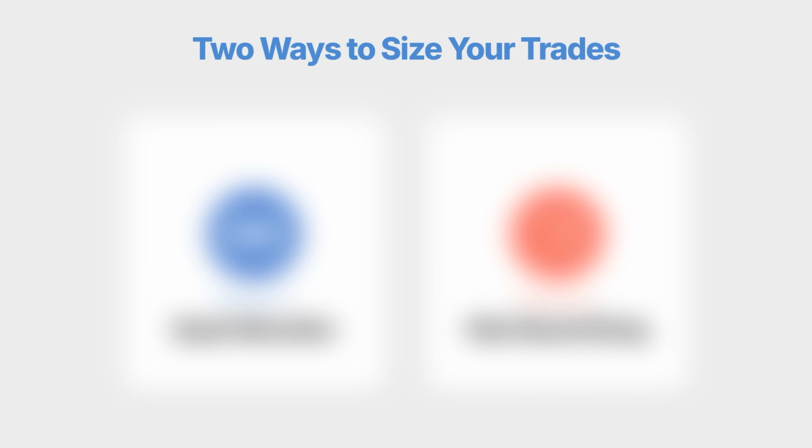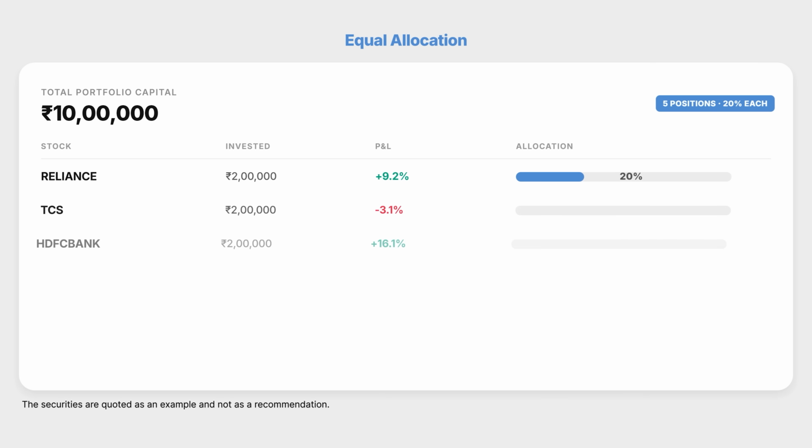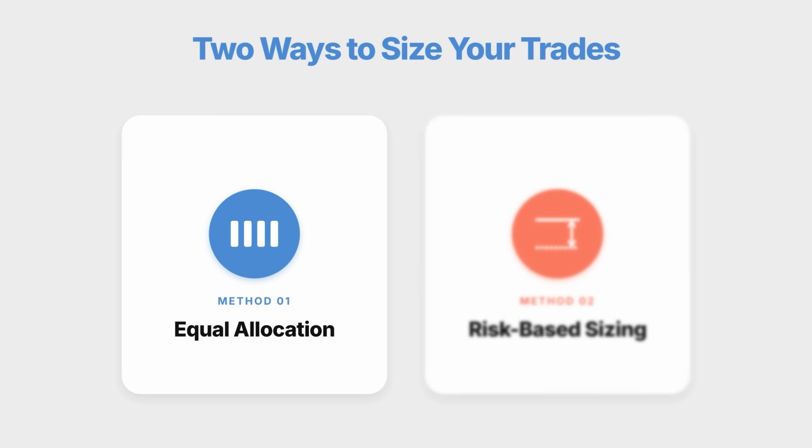Now that we've covered our exit rules, the next critical pillar of this system is position sizing. Broadly speaking, there are two distinct ways to size your trades. The first is equal allocation, which we touched upon earlier. If your swing portfolio is capped at 5 stocks, you simply deploy an identical 20% chunk of your total trading capital into each position. The second method is risk-based position sizing.